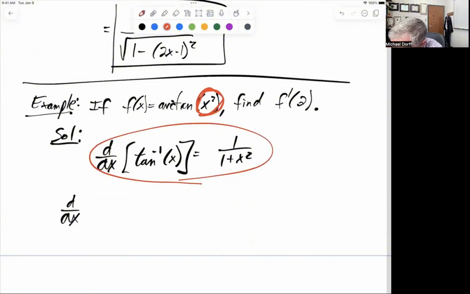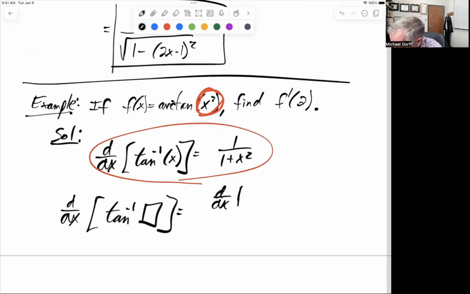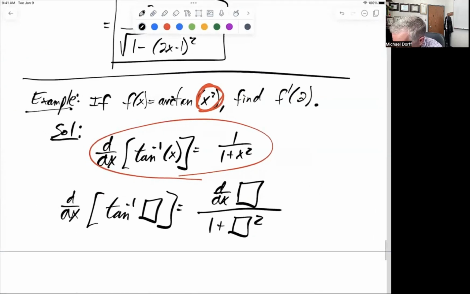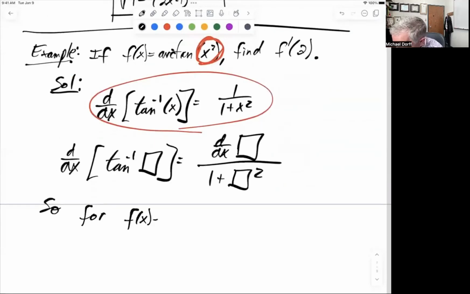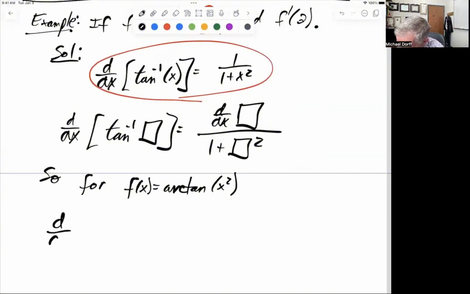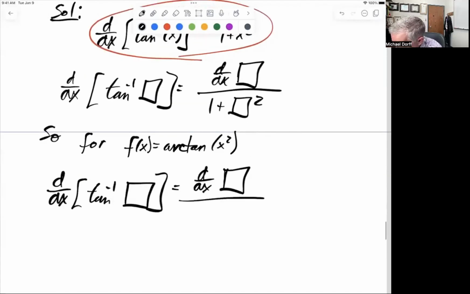So by the chain rule, the derivative of the inverse tangent of box is going to equal the derivative of box over 1 plus box squared. That's the equivalent of using the chain rule. So for our f of x equaling arctan of x squared, the derivative is going to equal d dx of the box over 1 plus box squared. And now what's inside the box? Inside the box is x squared there.